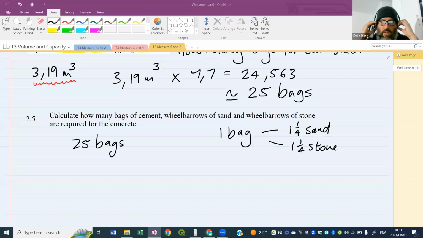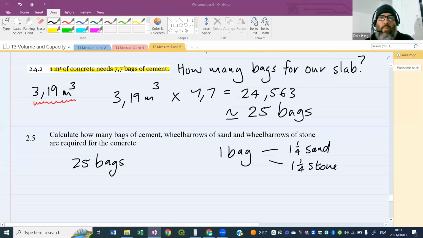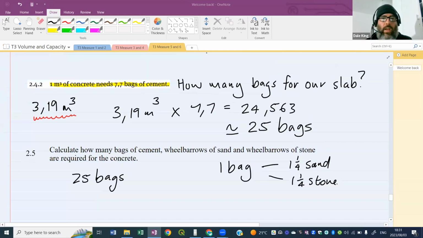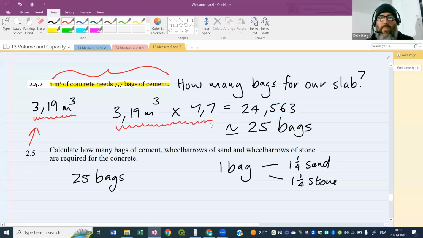I want to ask you, how did you get 25 bags? All right. I'll come back up to that now. While everyone else is trying to work out how many wheelbarrows of sand and stone we need, I'll come back up here. So if we look at the sum that I'm doing here, they say 1 cubic meter of concrete needs 7.7 bags. Well, we have 3,19 cubic meters of concrete. So I'm going to say 3,19 times 7,7, which gives us 24,563 bags that we need.